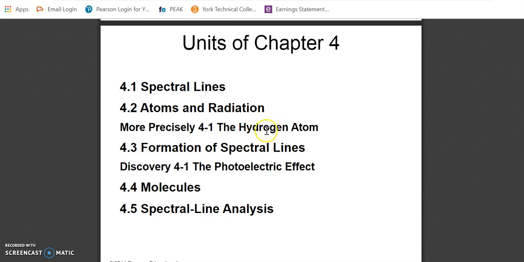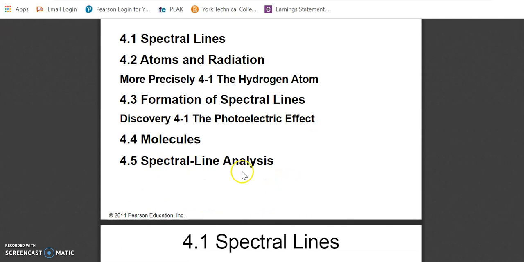The big thing, of course, is the hydrogen atom. Hydrogen, the simplest element in the universe, actually turns out to be what the universe is mostly made of, that the stars are mostly made of hydrogen. It varies slightly from star to star depending on how old they are. We'll briefly talk about the photoelectric effect. This is something that Einstein actually explained, along with the analysis of the spectral lines.